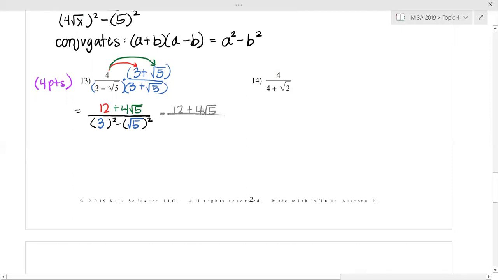However, my denominator, I still have to simplify. So 3 squared is 9, minus the square root of 5 squared is an inverse, so that comes out as just the radicand, which is 5. So what I have now is 12 plus 4 radical 5 over 9 minus 5, which is 4.